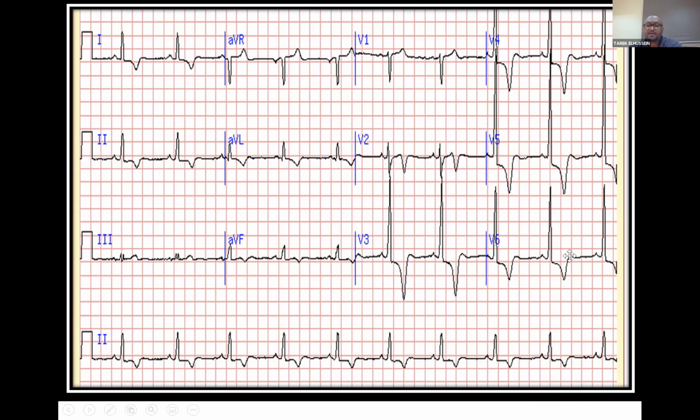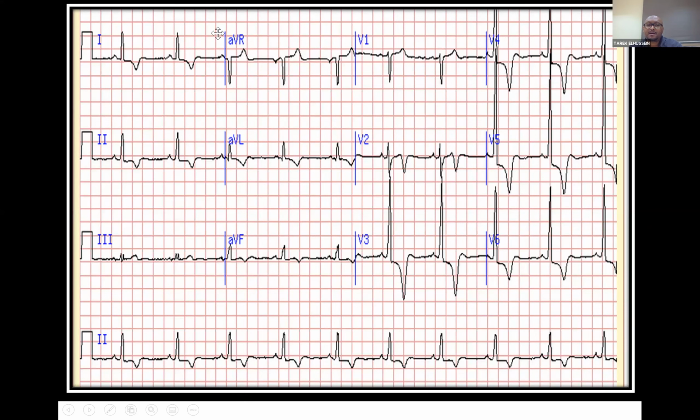And as you know, the V3, V4, 5, 6, they face the anterolateral wall and also the apex of the heart. So that's an abnormal voltage. That's a super abnormal voltage. Look at the V5. This is a very high voltage. Okay, so that's an apical HOCM.